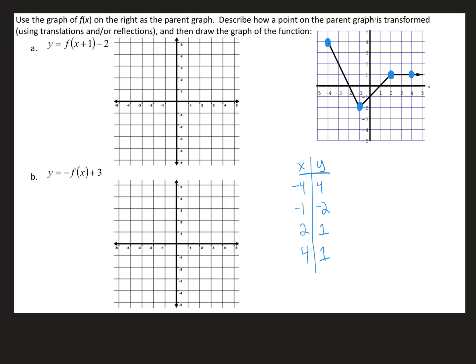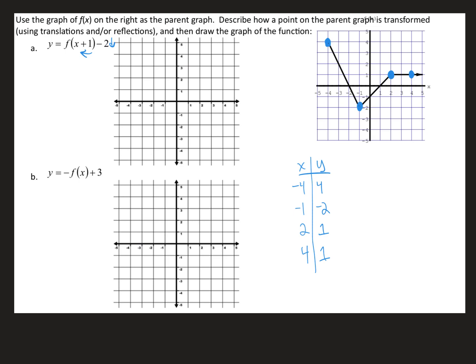So what goes on? In order to figure out where this graph is moving, we need to look at what is given to us. So here we have y equals f of x plus 1. Oh, that plus 1 is inside parentheses with x, so it's going to affect the x values. And outside we have this minus 2. So that means this will shift left 1 and down 2. How do we make that appear in this table over here?